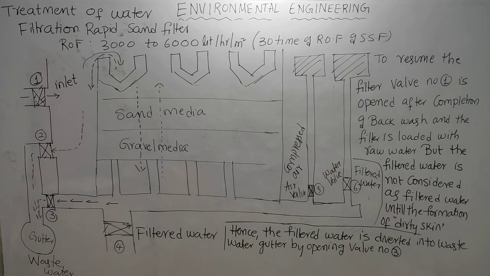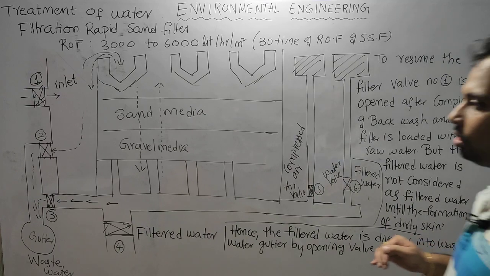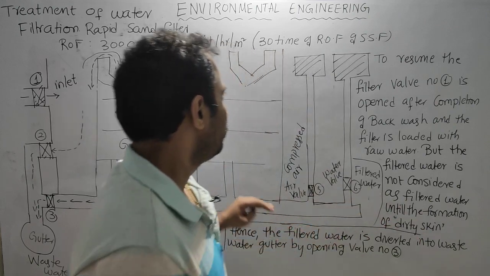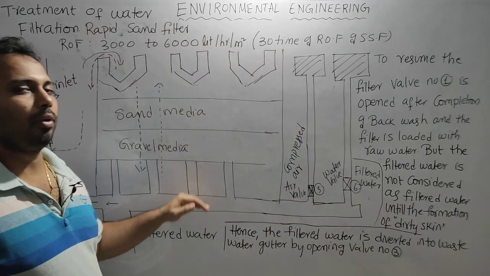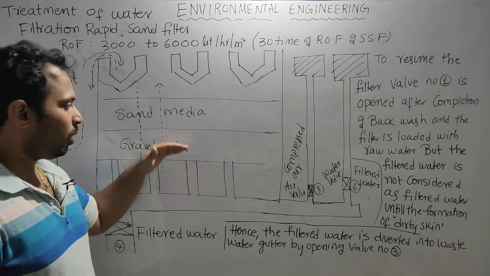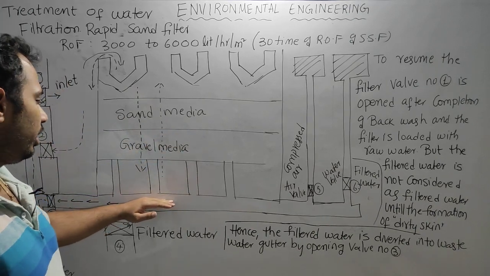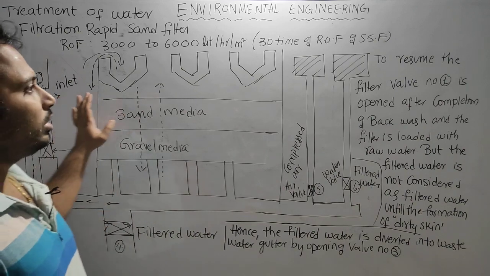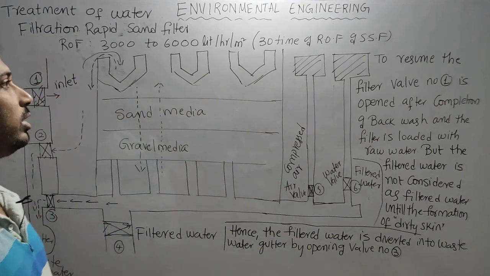So that is why, even after completion of the backwashing, until the formation of the dirty skin, we don't consider the water which is filtered as filtered water. That is why whatever water you are collecting at the under drainage system will be directly sent into the wastewater gutter from valve number 3. Let us just have a recap of what we have discussed.